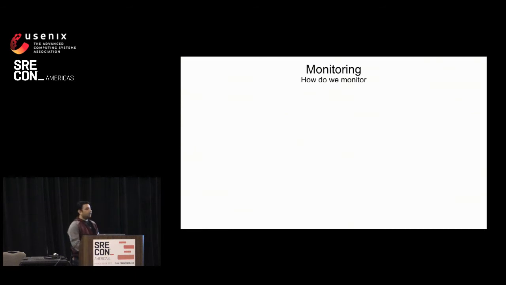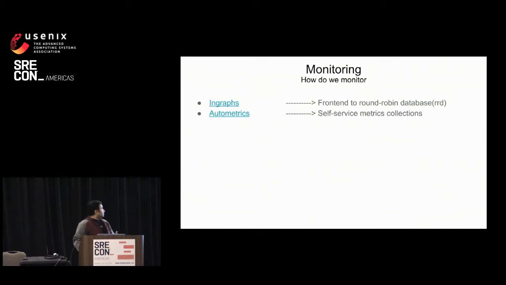This brings us to how we monitor. What is the tool set we use? LinkedIn mostly uses its internal tool set. So I'm going to talk about InGraphs. InGraphs is a metrics visualization for the round robin databases, and it's the front end for us. Then we use Autometrics. Autometrics is a metrics collection service. It collects the metrics and then pumps them on. It's similar to Graphite in the open source world.